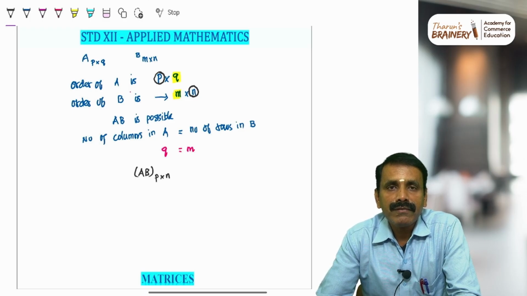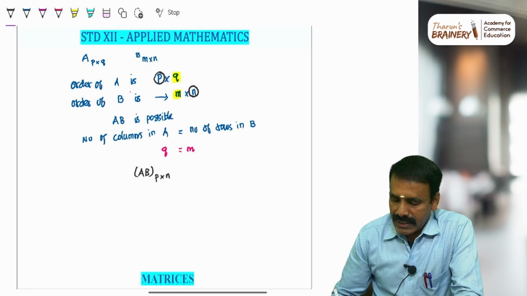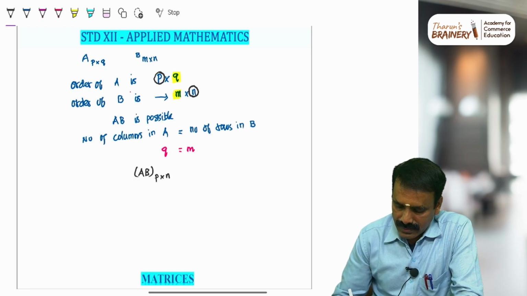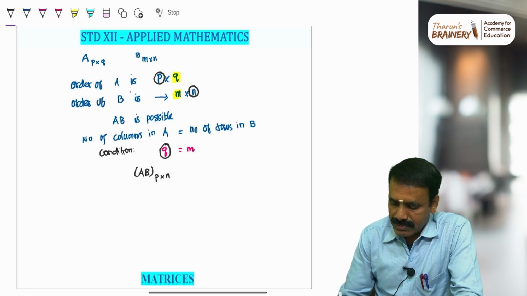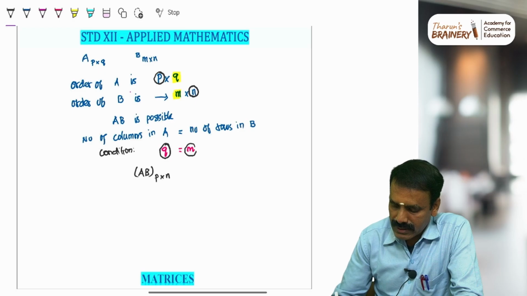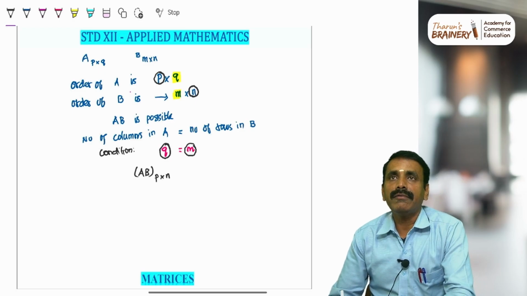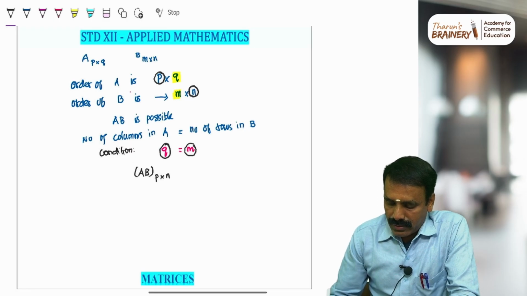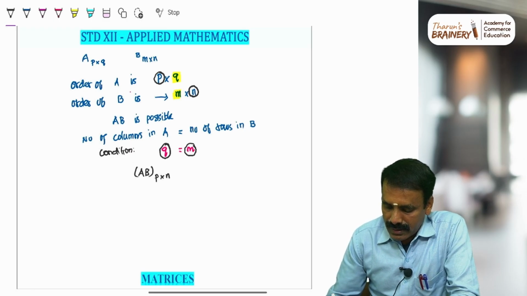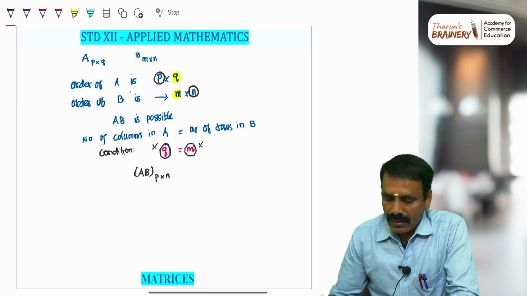So, this is the condition to be satisfied for multiplication of two matrices. The number of columns in the first matrix must be equal to the number of rows in the second matrix. Q is the number of columns in the first matrix, M is the number of rows in the second matrix. They must be equal only then can we find the product of two matrices. So, these numbers play a very vital role in finding the product of two matrices.